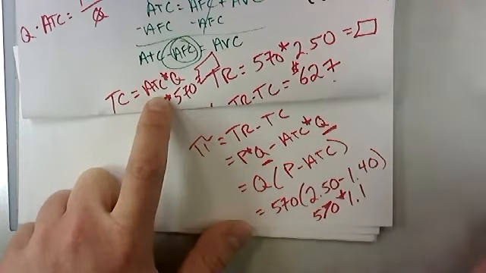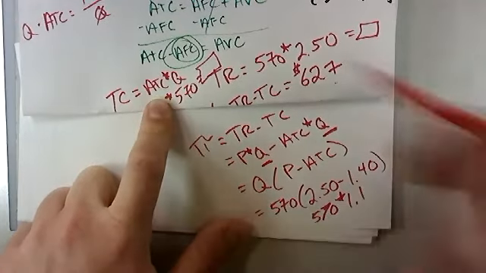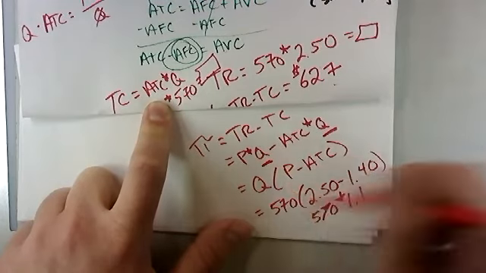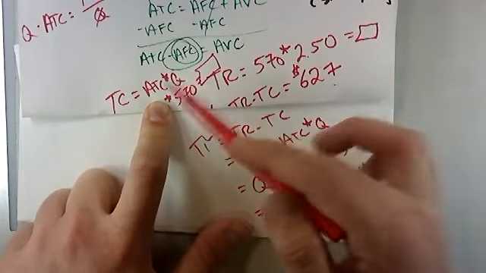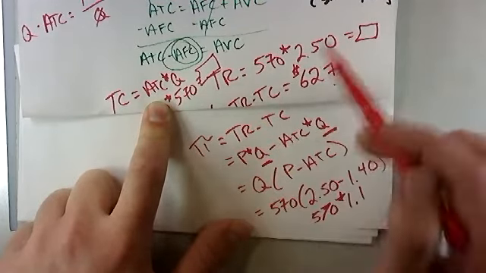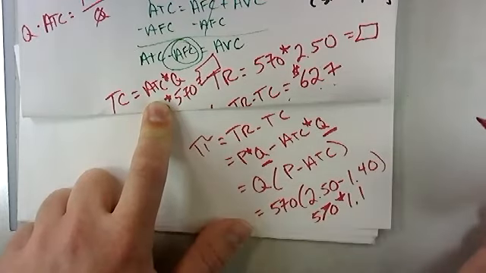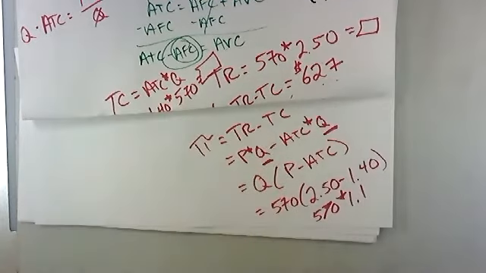Questions on that? Either way is totally correct. You can do the shortcut if you want. You can calculate the total revenue and the total cost separately and just subtract them. It doesn't matter to me at all. Whatever works better with your brain. Questions on that one? Okay.